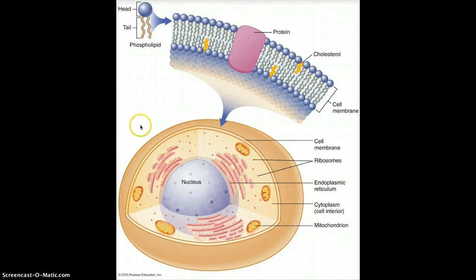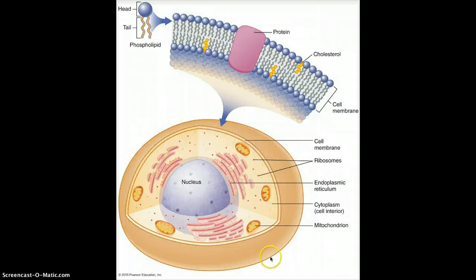So let's look at a cell a little more closely. First of all, here at the top, we have a zoomed in picture of our cell membrane, which we've already gone over. We said that it's composed of a phospholipid bilayer with proteins and cholesterol embedded in it. So this is our zoomed in picture of our cell membrane.